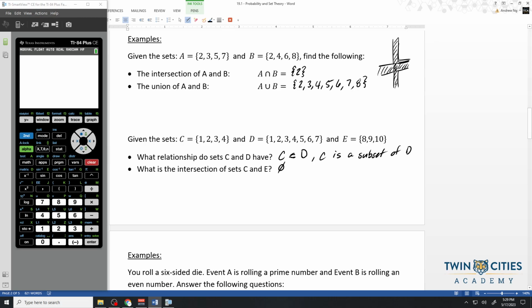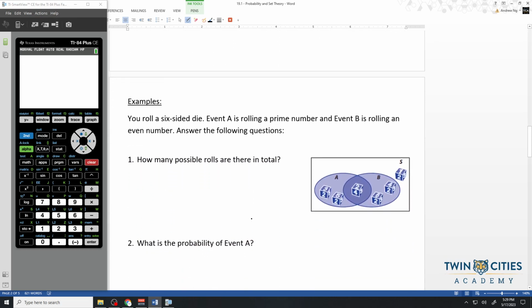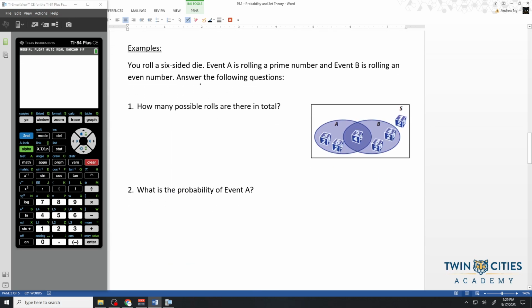So how does this play into probability? Well, for probability, we're going to be talking about different parts of the same set. Let's say that we've got this. You roll a 6-sided die. Event A is rolling a prime number, and event B is rolling an even number. Answer the following questions. How many possible rolls are there in total? Well, if it's a 6-sided die, there's a 1, a 2, a 3, 4, 5, and 6. There are 6 possible rolls.